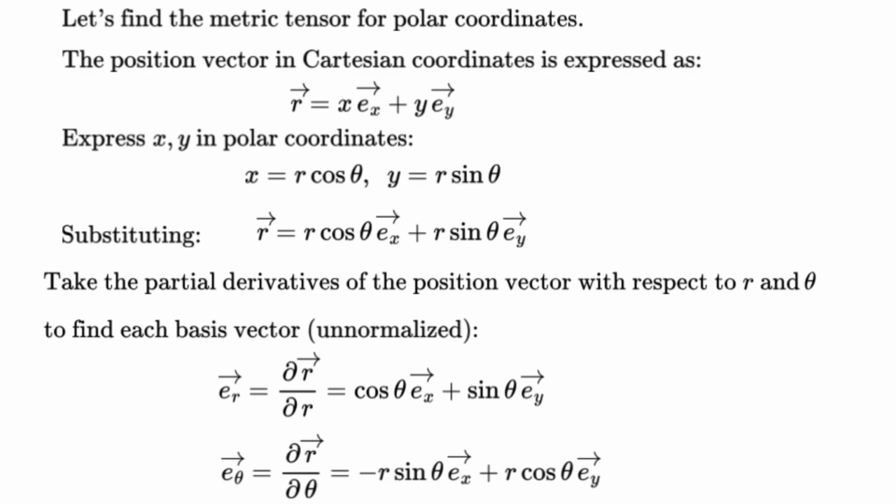Let's find the metric tensor for polar coordinates. The position vector in Cartesian coordinates is expressed as... express x, y in polar coordinates. Substituting. Take the partial derivatives of the position vector with respect to r and theta to find each basis vector, unnormalized.